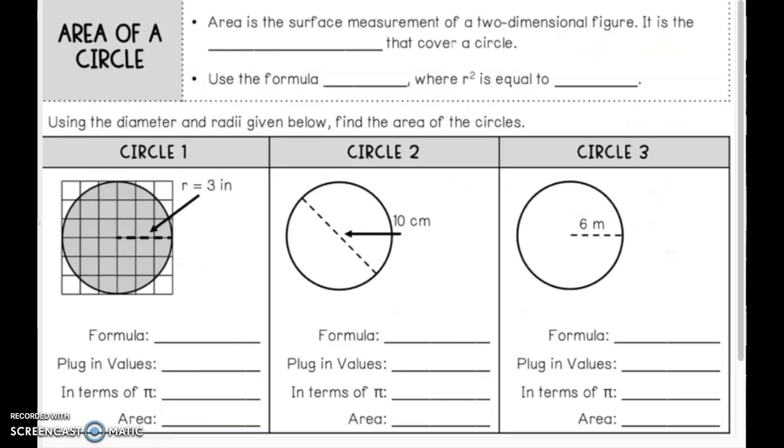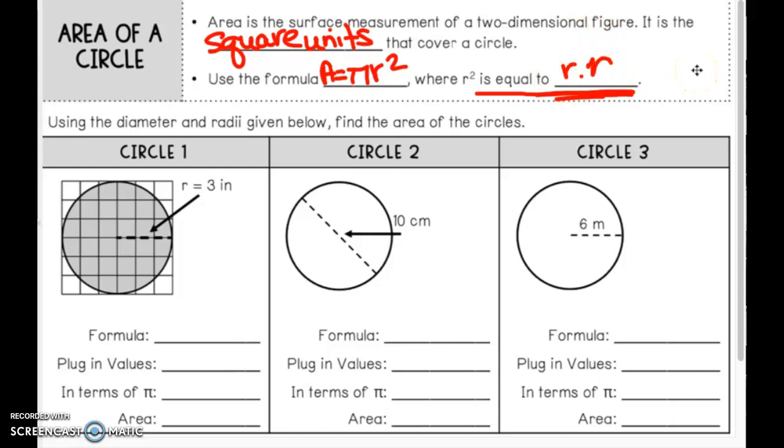So area is the surface measurement of a 2-dimensional figure. It is the square units that cover a circle. So we're going to use this formula, area equals pi r squared, where r squared, remember, means r times r. It does not mean 2 times r. That's very different, and you will get a very different answer. So please be careful. This is a common mistake right here, that instead of this, we do 2 times r.